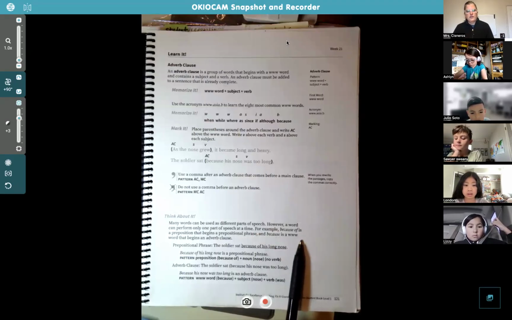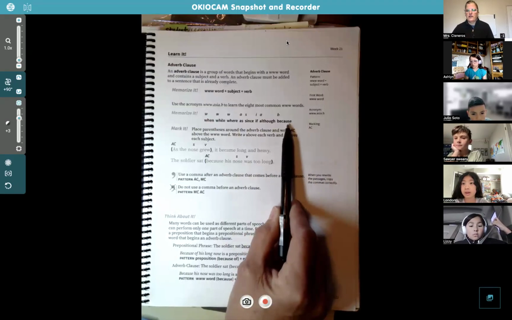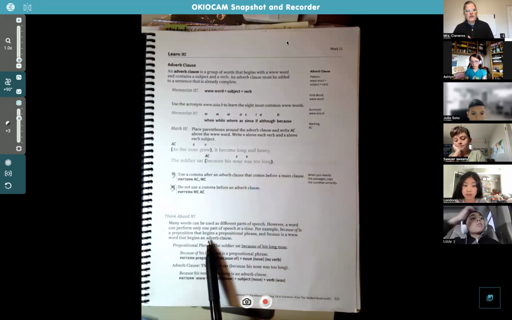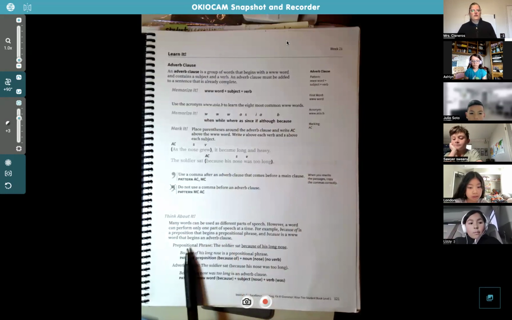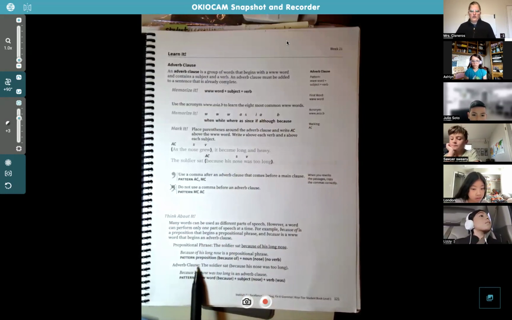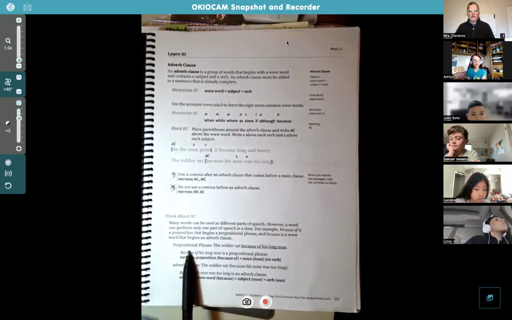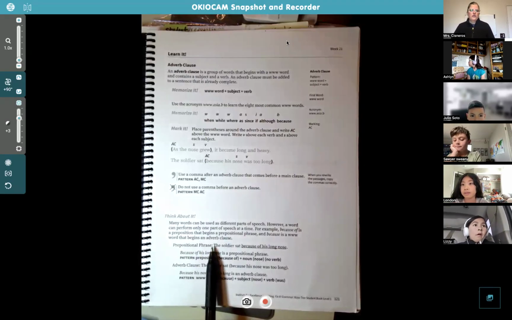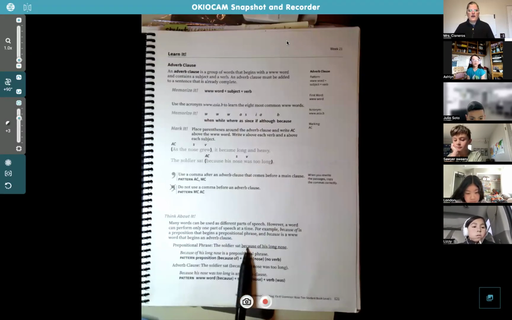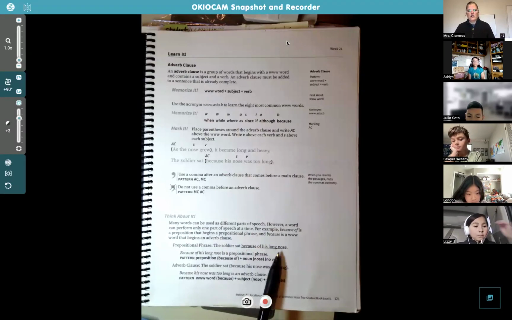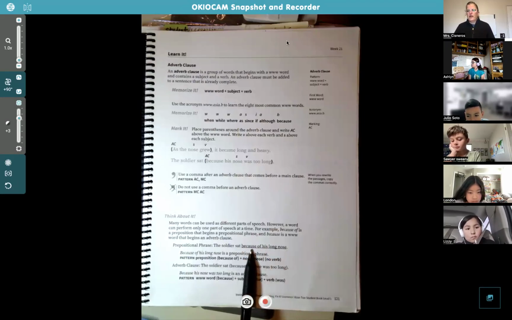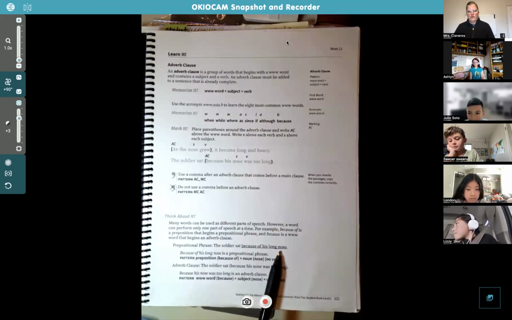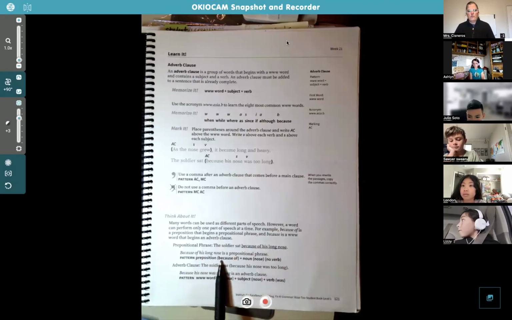Because is a WWW word. We already know that. It's here. It doesn't have of next to it. It's just because. That begins an adverb clause. So here's the two different ways it can be used in a sentence. The first example shows a prepositional phrase. "The soldier sat because of his long nose." See how they underline that? That is actually a prepositional phrase, because of. And here's the pattern for the prepositional phrase.